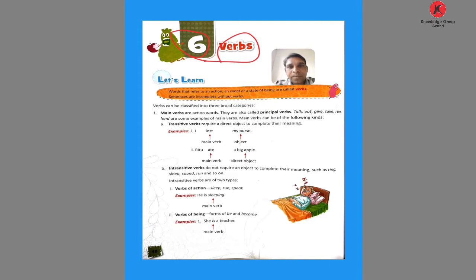So, what is a verb? Here is the definition. Words that refer to an action, an event, or a state of being are called verbs. Sentences are incomplete without verbs. Students, we cannot form sentences without verbs. We need verbs to complete the sentence.